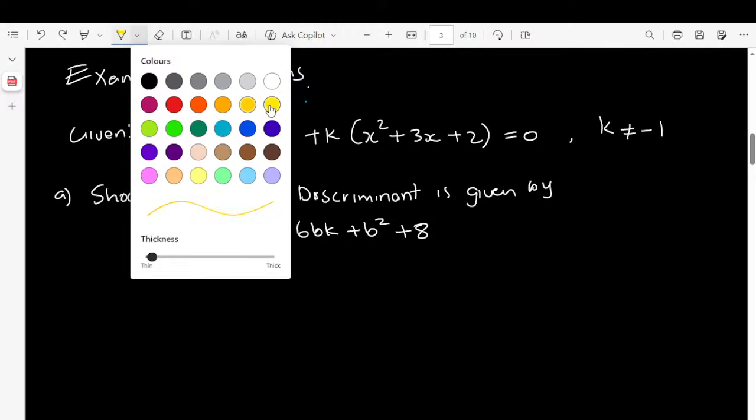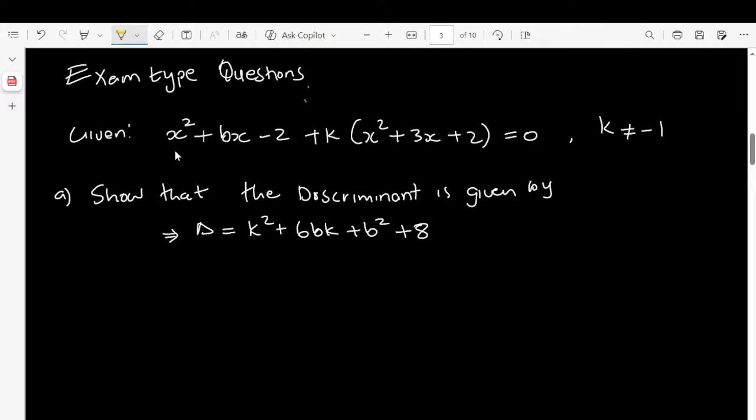Let's answer this one first. So I know that they want us to calculate the discriminant. Remember, the discriminant equals b squared minus 4ac. But I don't know the value of a, b, or c, because this thing is not yet in standard form.